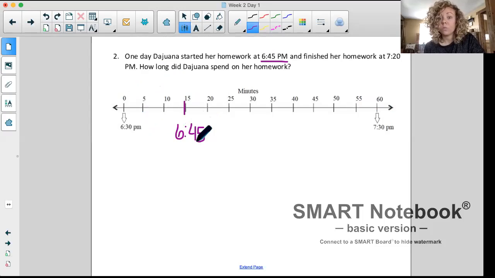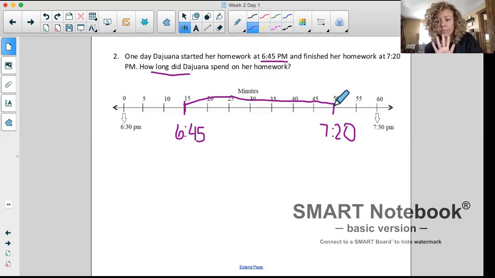She finishes at 7:20. Okay, so when she finishes at 7:20, we have 7:30. 7:20 is 10 minutes before. So 7:20. Here's when she finishes. It's asking us how long did she spend on her homework. So how many minutes is it from here to here? Those increments are 5-minute increments each. So we can count, starting here, we'll jump 5, 10, 15, 20, 25, 30, 35. How long did she spend on her homework? She spent 35 minutes on her homework. And again, you can write a statement in your packet. I'm not going to because we would be here all day.